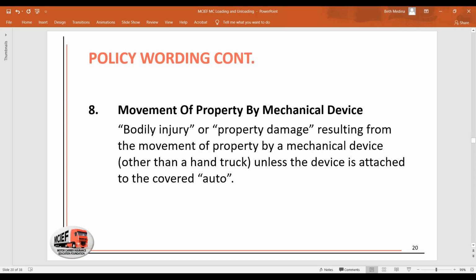It also says in exclusion 8, we exclude bodily injury resulting from the movement of property by mechanical device. That is a crane or a forklift or a front-end loader, other than a hand truck, unless the device is attached to the covered auto. So anything that has to be unloaded by a mechanical device other than a hand truck, we'll talk about that in a minute, or that's not attached to the carrying compartment, will also be excluded.